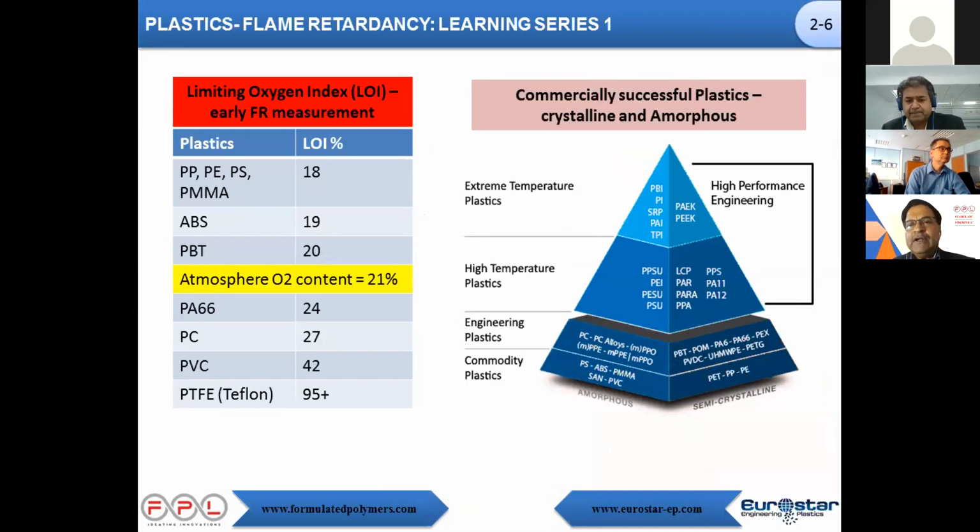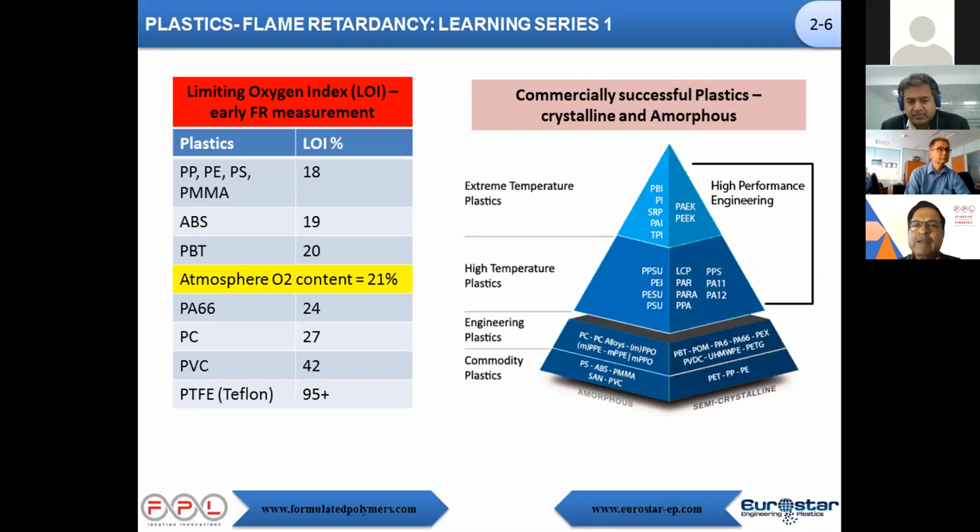Okay, so in the initial days of the fire history, we know that in the atmosphere where we live, 21% is oxygen, the balance majority is nitrogen, and 1% is carbon monoxide, carbon dioxide, hydrogen, etc. So people thought that this 21% is the cutoff for flame retardancy. So there were some polymers which are below 21%. For example, it is shown in the table: polypropylene, polyethylene, polystyrene, PMMA.